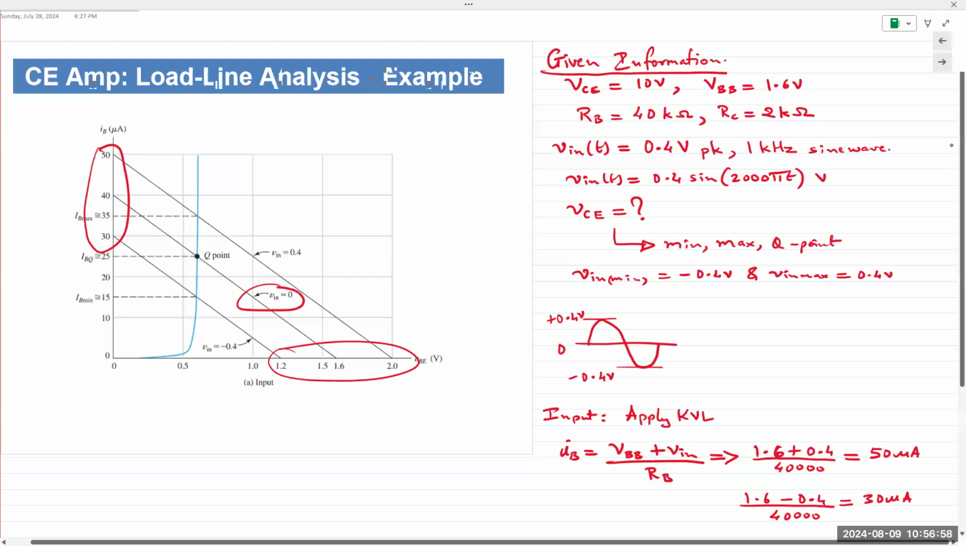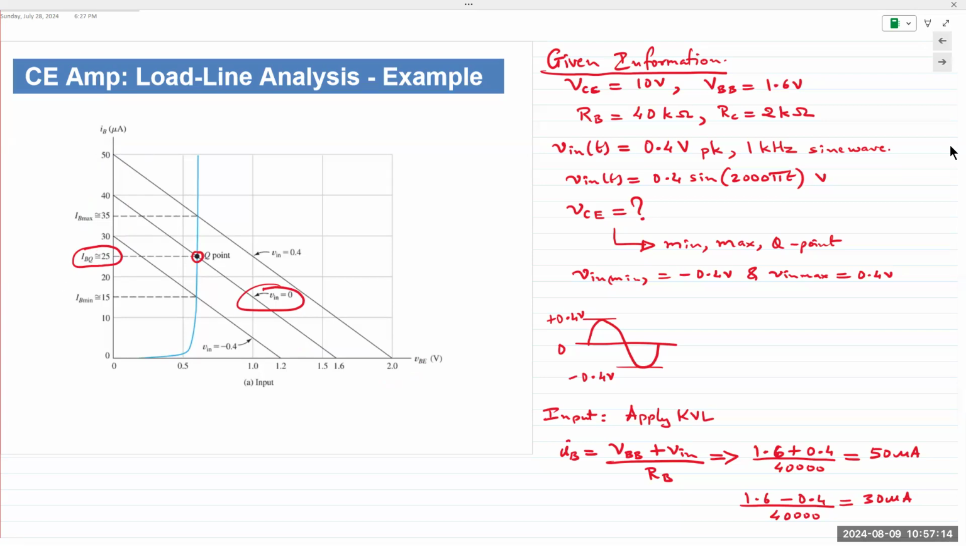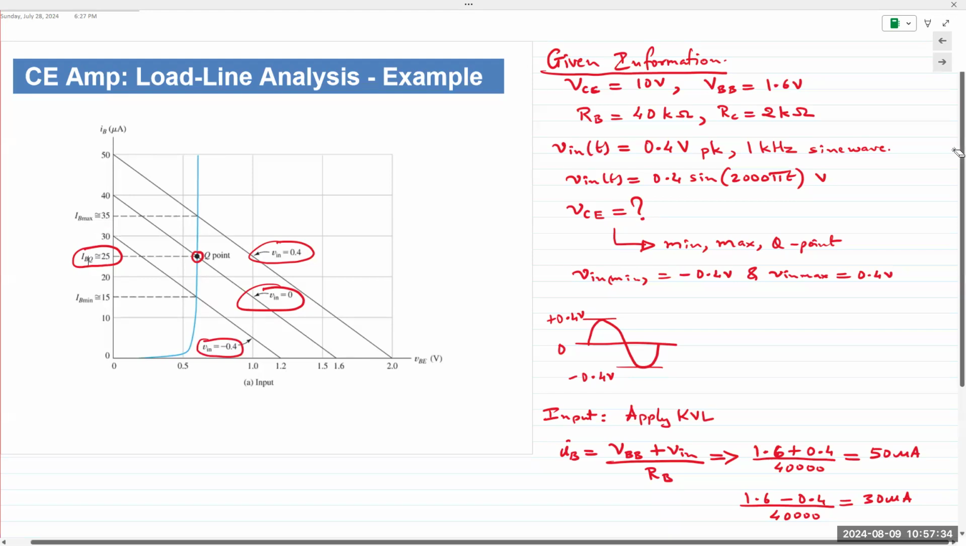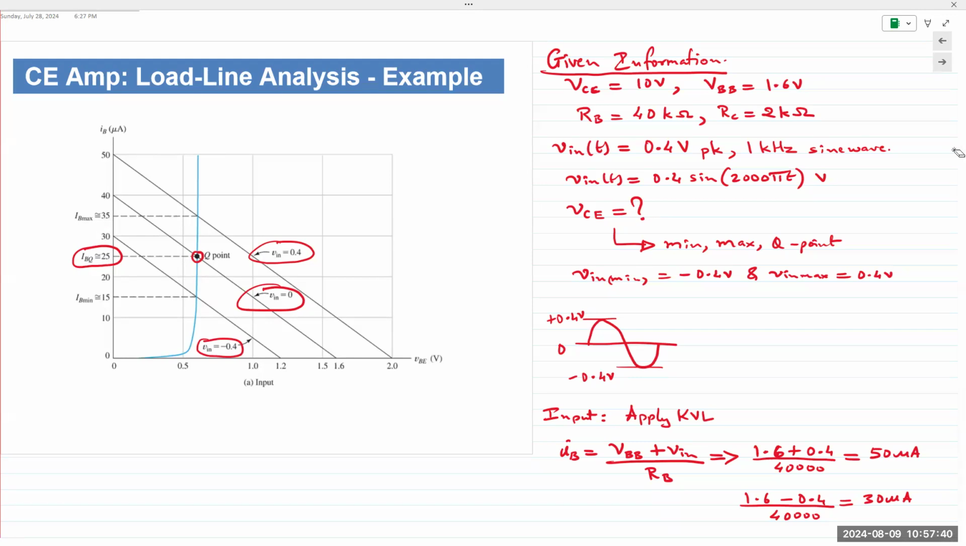This is the load line for V in equal to 0. That intersects right here at IB equals 25. When IB equals 25, that's the Q point or the operating point. And then V in goes to plus 0.4. That's the maximum value. We obtain a load line with a current of 50 microamps. And when it goes in the negative direction, 30. So the instantaneous Q point is shifting up and down that input characteristic. Now we'll transfer this to the output. But before I do that, any questions?